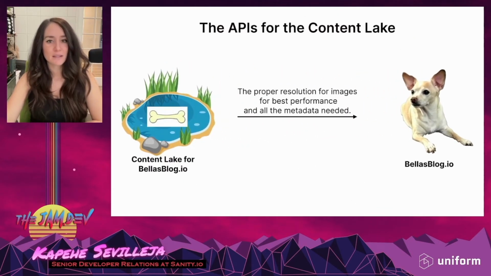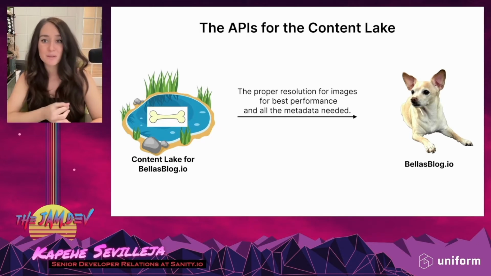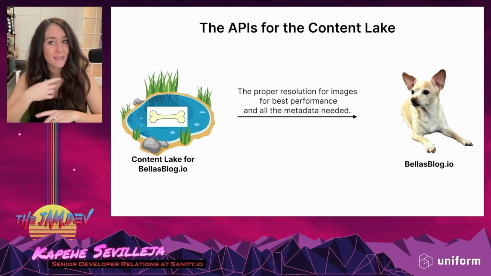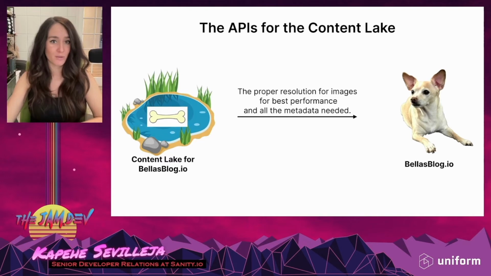Now, the content lake to Bella's blog. One of the APIs that we'll talk about is a way to get our images. So the content lake will deliver them exactly how we need them. Let's say we have a bone gallery with all the images of the bones she's collected over the years. And now we want to make sure it has the proper resolution, the best performance, all the bones' metadata, so that when she grabs it from the content lake, it knows exactly what to pull. And when it goes to bellasblog.io, it looks good, it's loading correctly, and there's no size or performance issues.